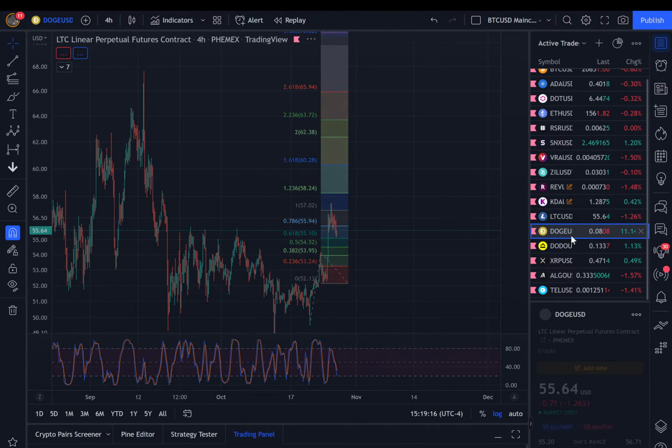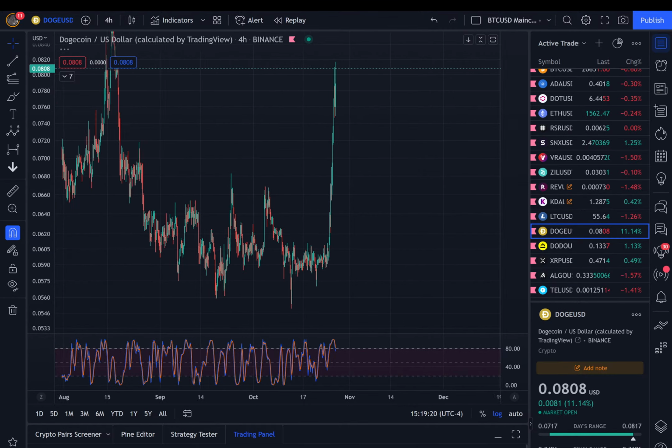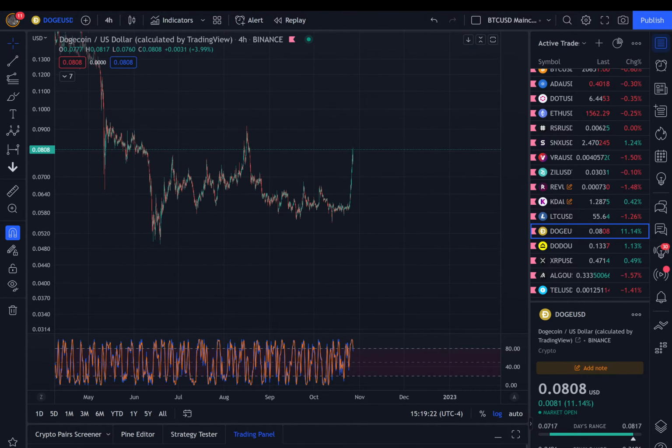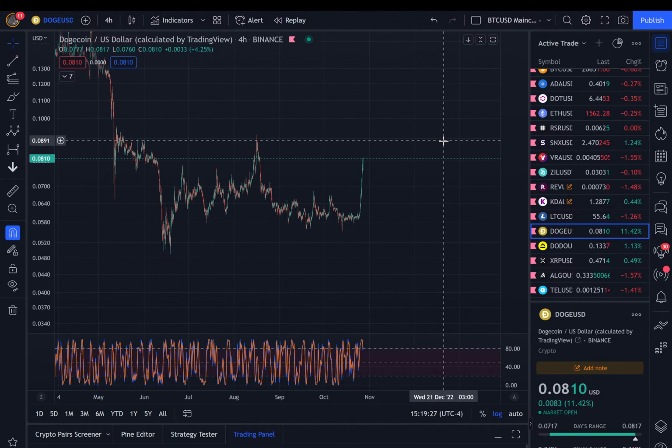Okay. Like I said, Dogecoin has just kept going, and I think it's going to keep going until it reaches these levels right here of 9 cents. That just makes sense, right?